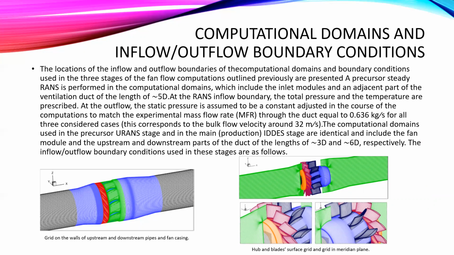The computational domains used in the precursor URANS stage and in the main production stage are identical and include the fan module and upstream and downstream parts of the duct of length 3D and 6D respectively. Grid on the walls of the upstream and downstream parts, fan casing, hubs and blades surface grid, and the grid in the meridian plane.